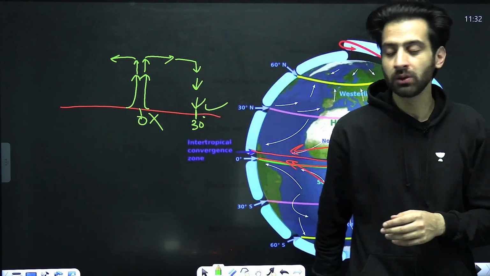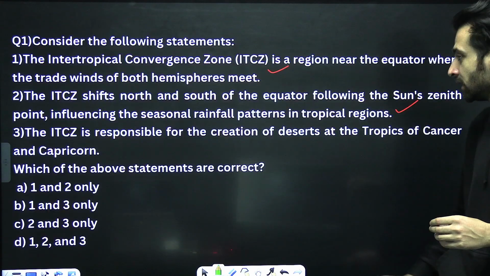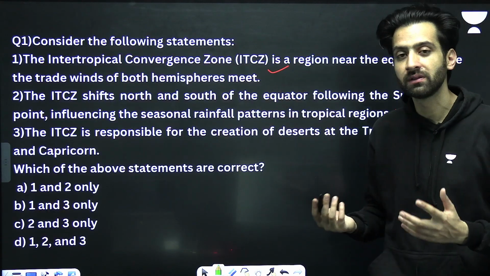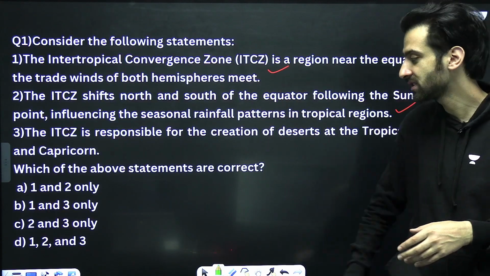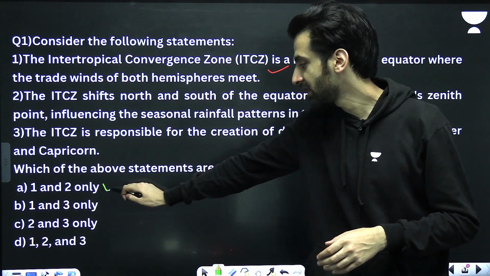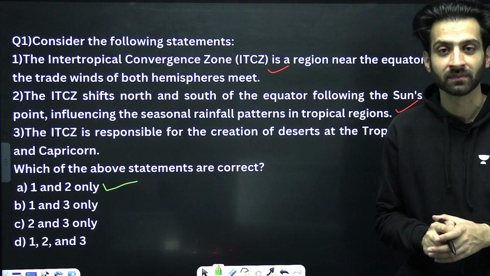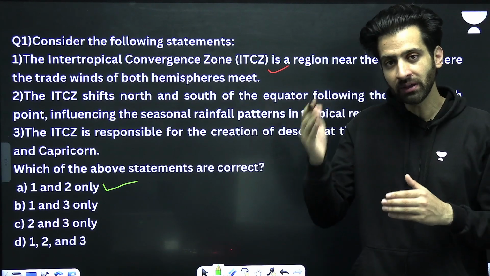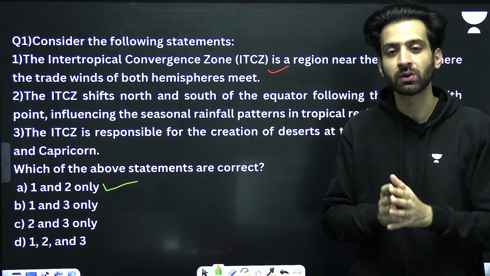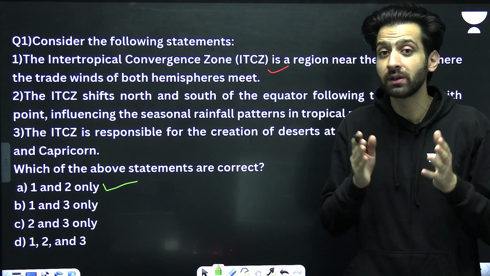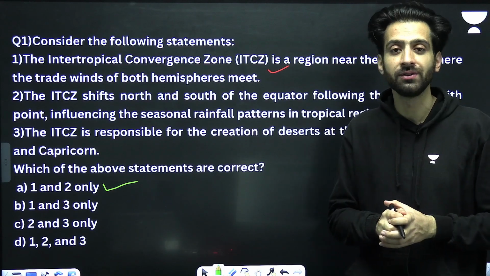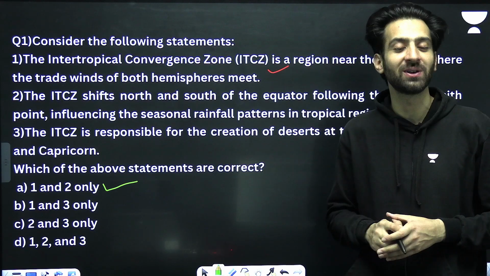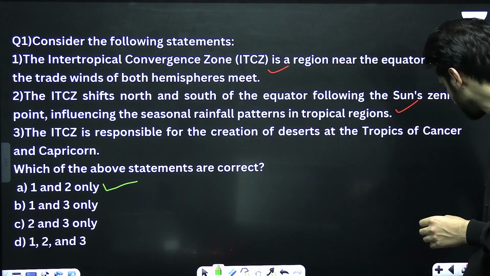Now you will be easily able to understand and answer this question. Which of the following is correct? Obviously the first statement is correct and the second statement is correct, but the third statement is not correct. This is how you have to answer the questions. This is a very big concept, very diverse concept. Obviously you will have to have a good understanding of climatology. Then obviously this will be easy for you to understand. Maybe you are getting a bit confused.